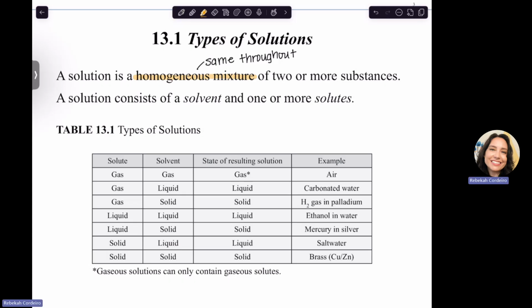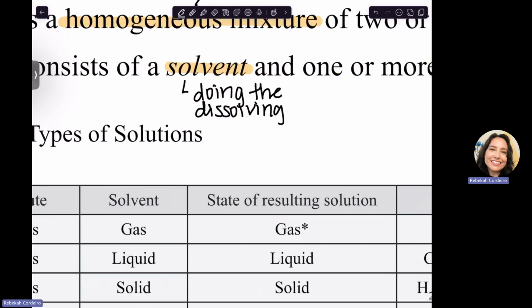Solutions have two things in them, a solvent and a solute. The solvent is the thing that is doing the dissolving. You can think about it like that. However, it's also by definition present in a higher amount. So the solvent is the thing there's more of.